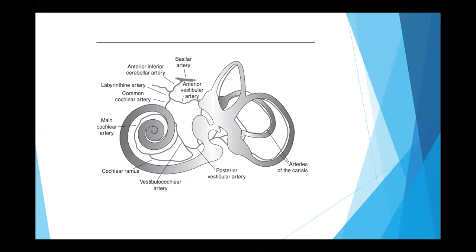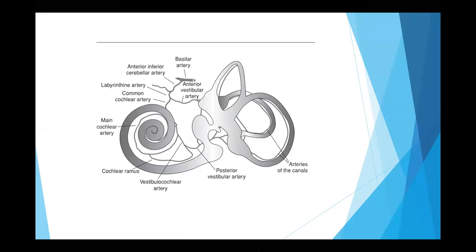Okay. What are the divisions? Common cochlear artery and the anterior vestibular artery. Okay. So you have 2 arteries coming from the labyrinthine artery. The one is your common cochlear artery, and then your anterior vestibular artery.